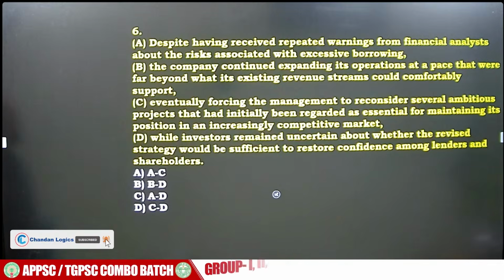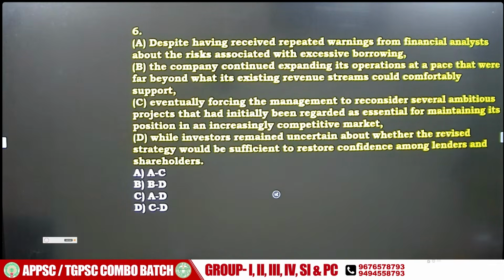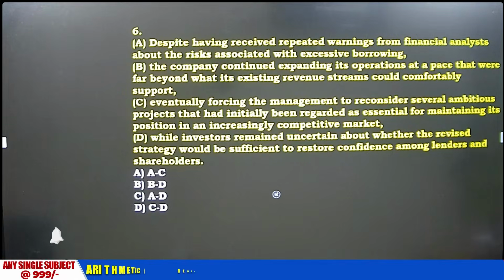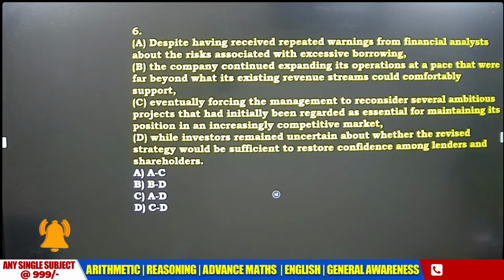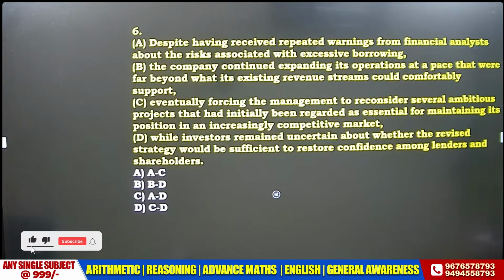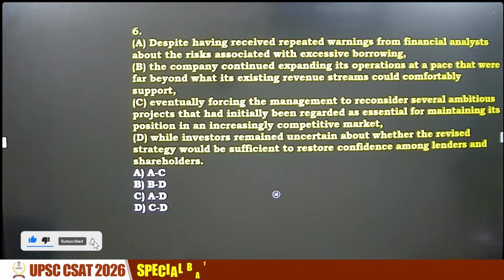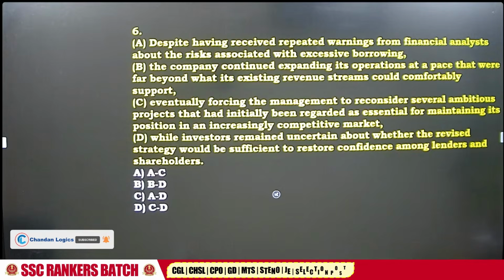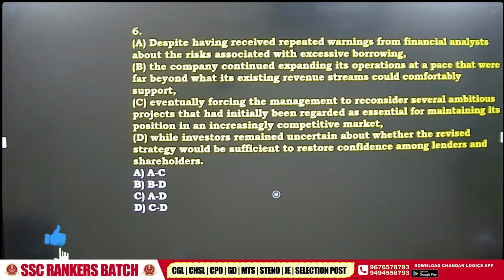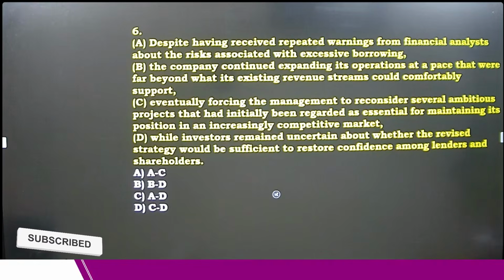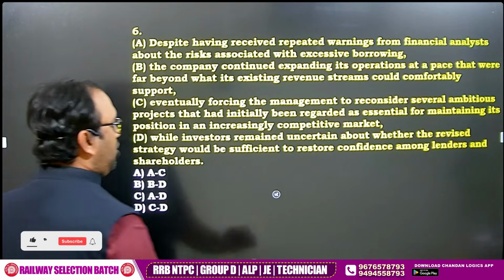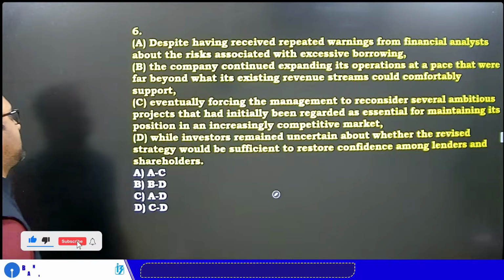Despite having received repeated warnings from financial analysts about the risks associated with excessive borrowing, the company continued expanding its operations at a pace that was far beyond what its existing revenue streams could comfortably support, eventually forcing the management to reconsider several ambitious projects that had initially been regarded as essential for maintaining its position in an increasingly competitive market. While investors remained worried about whether the revised strategy would be sufficient to restore confidence among lenders and shareholders. So what is the meaning of the sentence, dear?